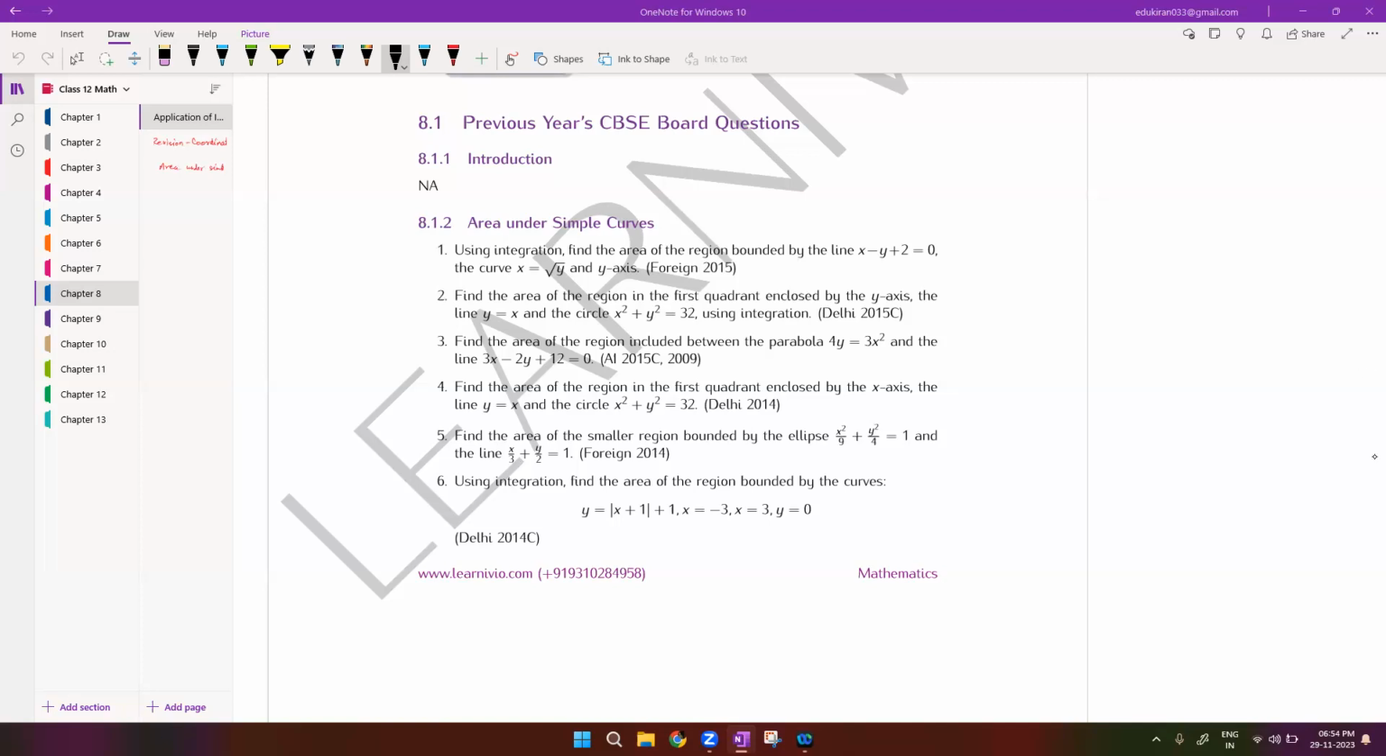So, yeah. First question is that we are given a line x minus y plus 2 is equal to 0, and this curve x is equal to root y and the y-axis. And we have to find out the area between them, right? The area that lies in between all of them. But to find that area, first we need to figure out what the equations look like, what the figure is, and what portion we need to find.